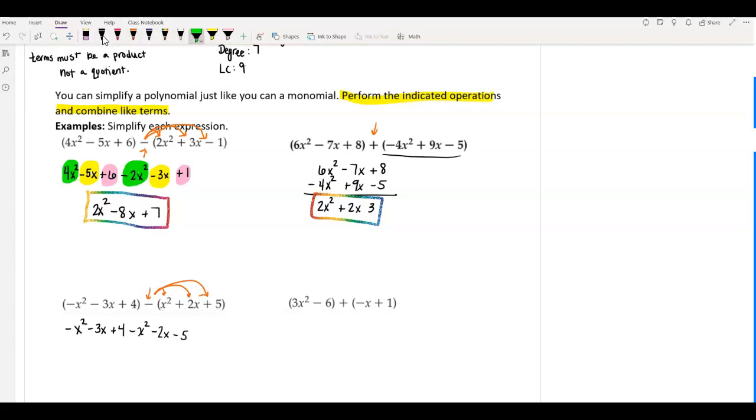And now it's going to combine like terms. X squareds with x squareds. So I have minus x squared, which is a negative 2x squared. Negative 3x minus 2x gets us a negative 5x. And then 4 minus 5 gets us a negative 1.